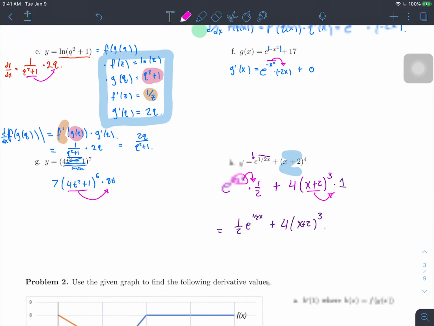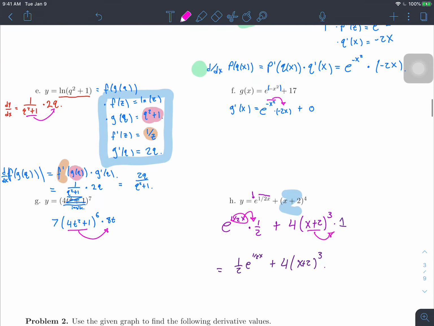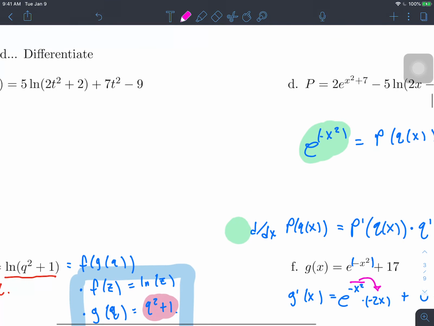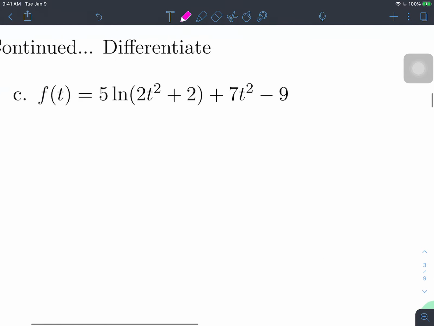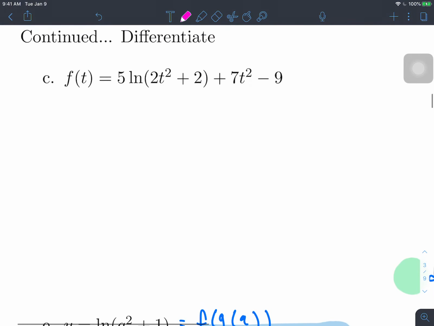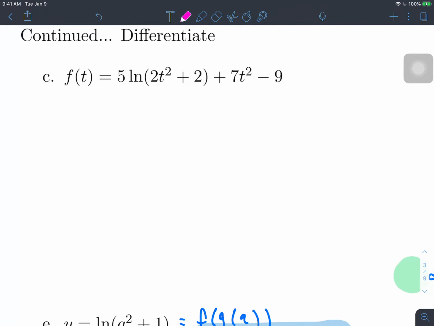I think it'll be beneficial if I do another example, maybe. Let's do this one. All right. I'm going to do it a little bit quicker this time. 5 ln of 2t squared plus 2 plus 7t squared minus 9. Okay, I have a sum of 3 things. If I do the derivative of a sum, I can just do the derivative of each summand, right? Where this is a summand, and this is a summand, and this is a summand.